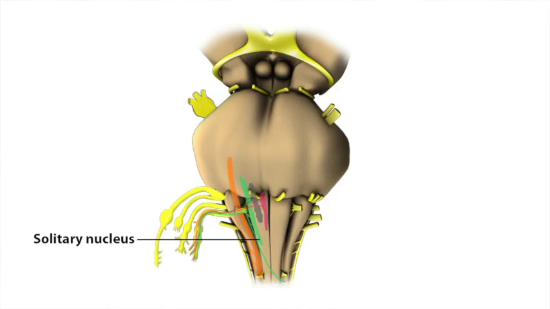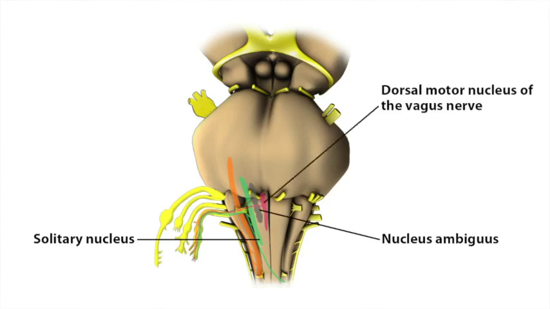The nucleus for the voluntary motor fibers is the nucleus ambiguus, and the dorsal motor nucleus of the vagus in the medulla is the nucleus for the parasympathetic fibers. General somatic afferent fibers from the skin on the external ear are received by the trigeminal nucleus.